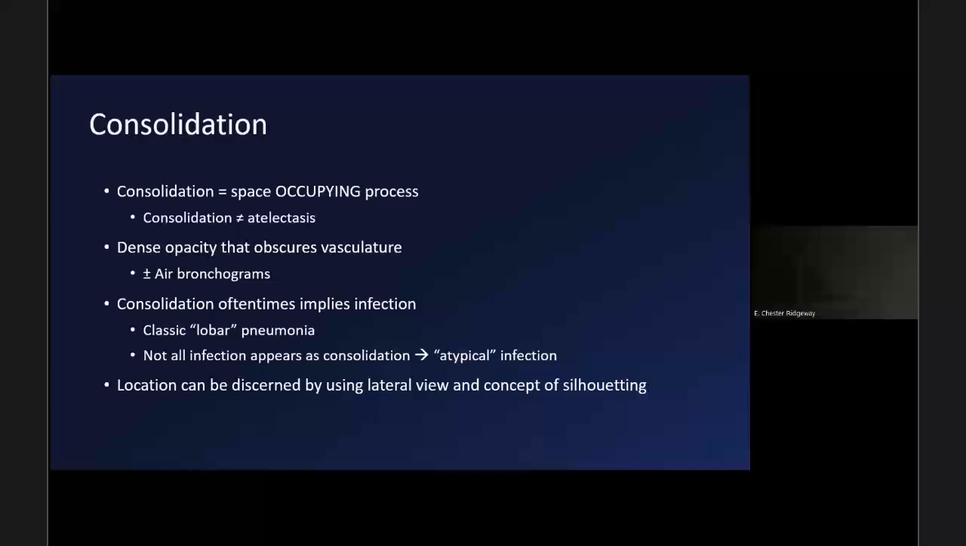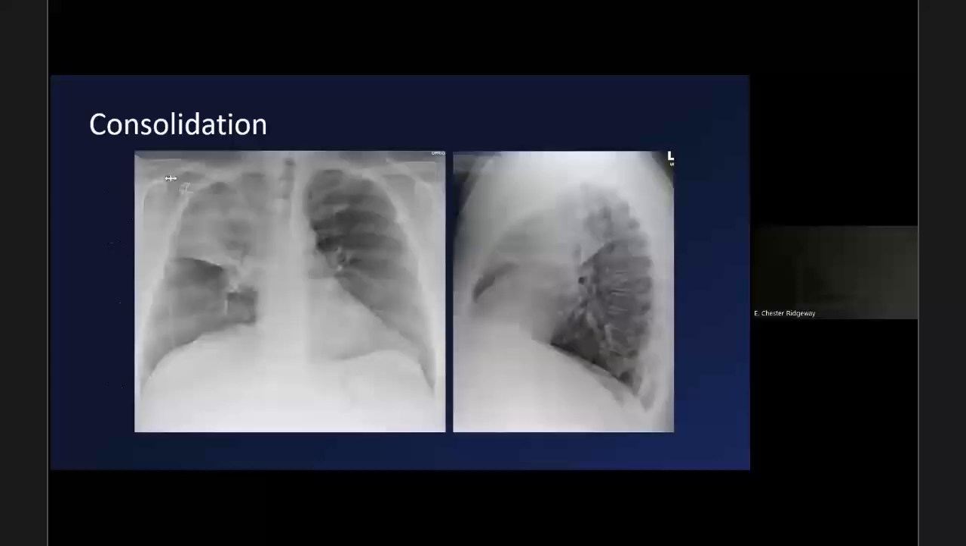Again, with the consolidation, granted, it doesn't really impact clinical care much, but we can use the concept of silhouetting as well as lateral views to help us discern where these consolidations are. That can help in the future as well, because as you've seen, we recommend that you follow these consolidations up to make sure that they resolve and there's no underlying mass or malignancy process. So consolidations, what do we see here? This is also a great way to see where the normal location of fissures is.